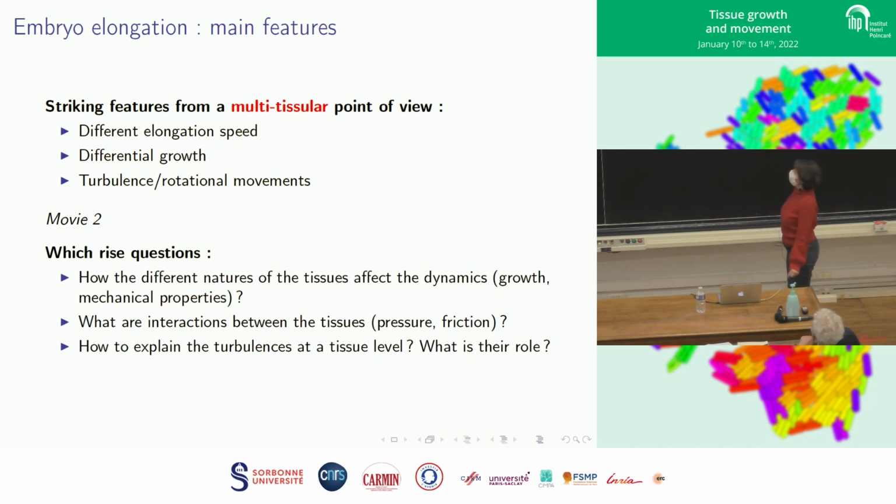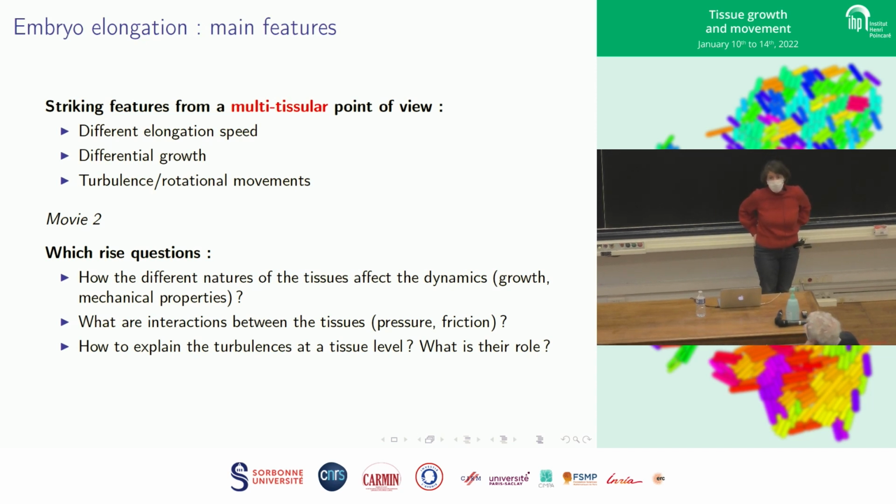Okay, so now, of course, this raises a few questions. The first one will be how the different natures of the tissues will affect our dynamics. So we have different tissues. They may not have the same properties. We know that they don't grow at the same speed. They may also have different mechanical and biological properties.